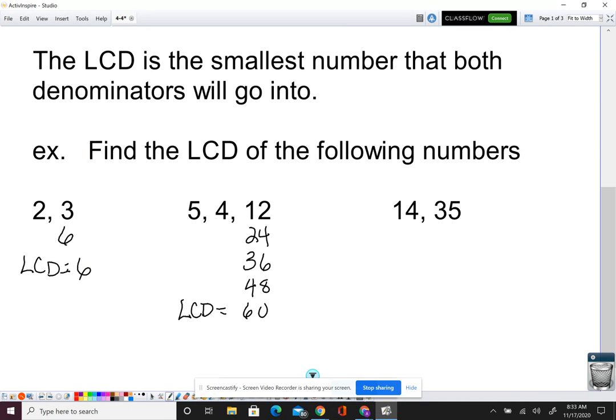So that's one way to do it. And if we continue this out, 14 doesn't go into 35. But when I move up to 70, which is the next multiple, 14 does go into 70 5 times. So we found those least common denominators.